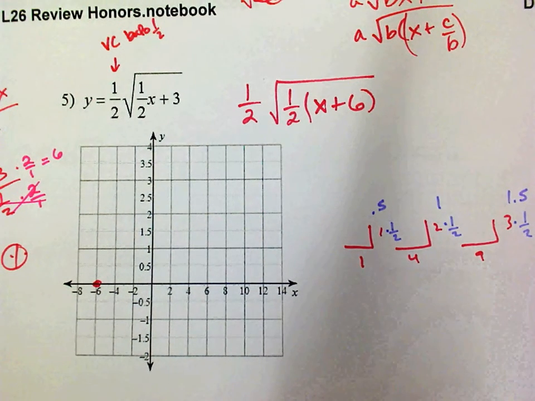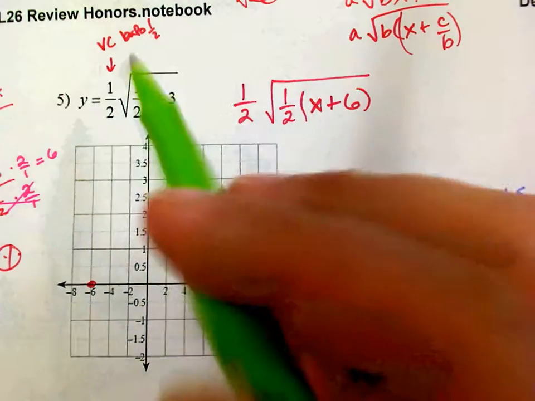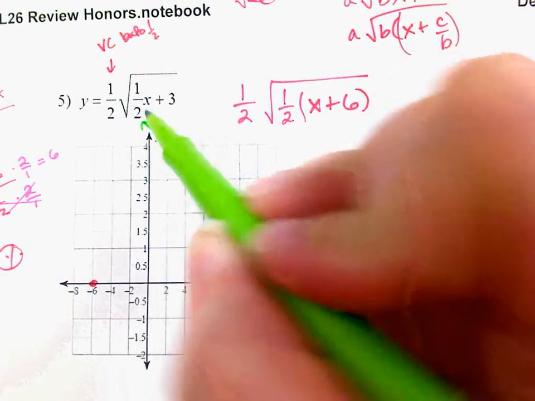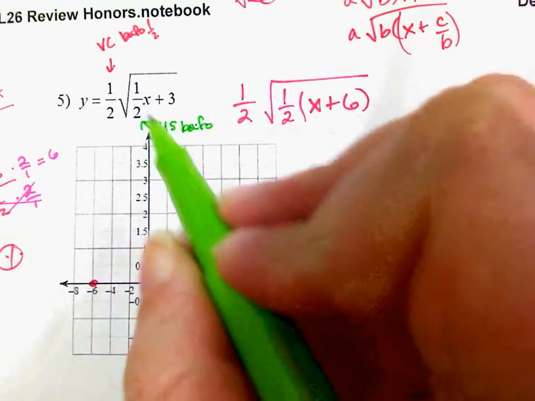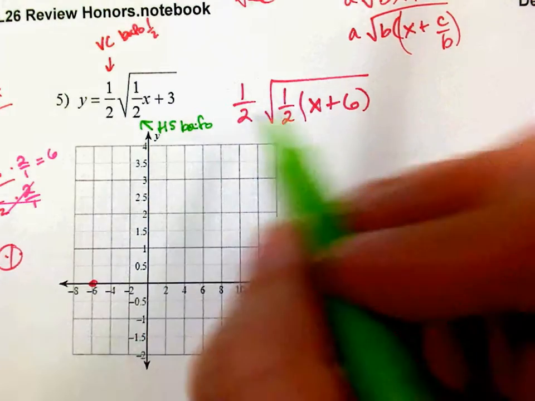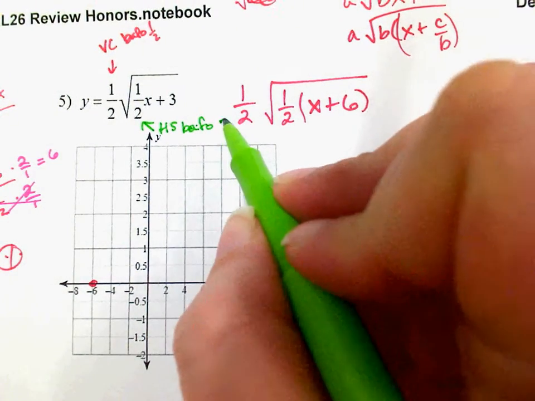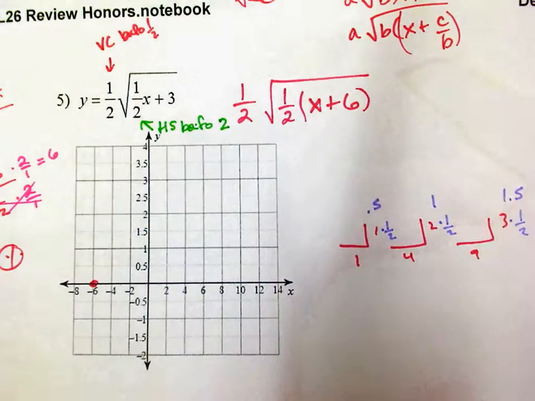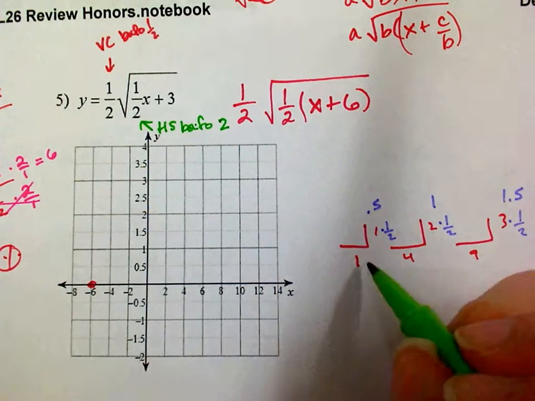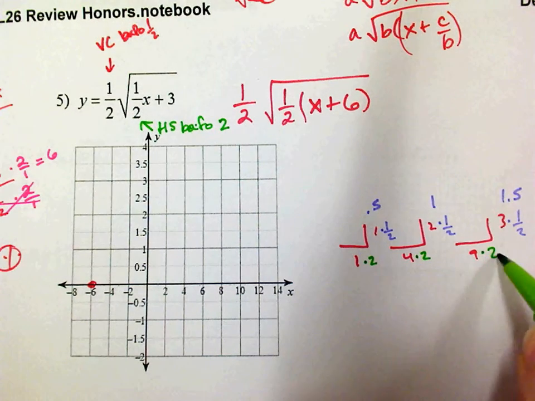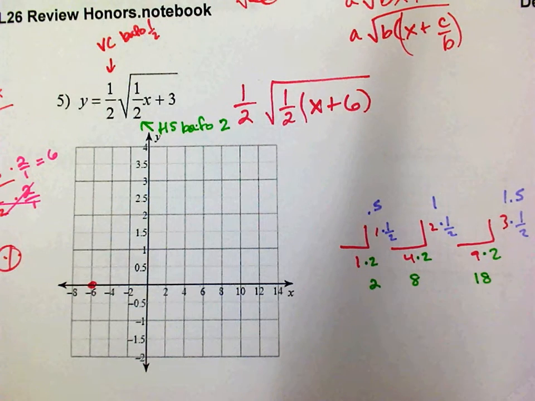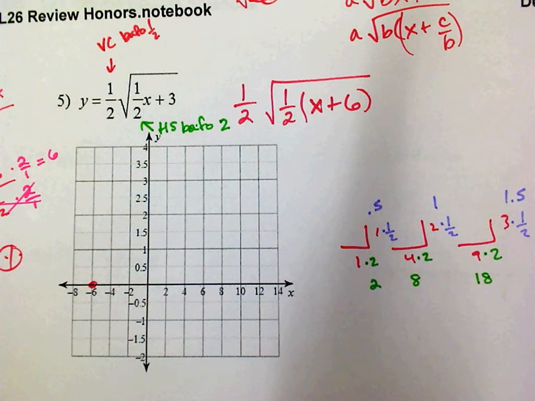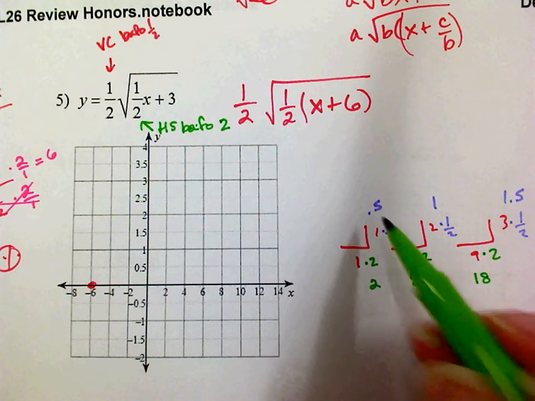But the horizontal change, see, that was a vertical compression. This, opposite on the inside, is a horizontal stretch by a factor of not 1/2, because remember, opposite on the inside, by a factor of 2. So you flip the fraction, whatever that is, and that means I'm going to multiply all my widths by 2. Okay, so 2, 8, and 18. So I'm going to go over 2 and up 0.5, over 8 and up 1. So let's go ahead and start from there.